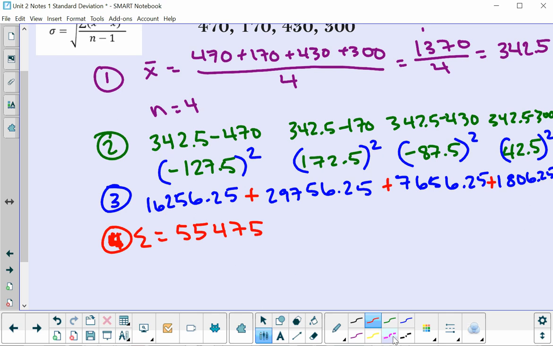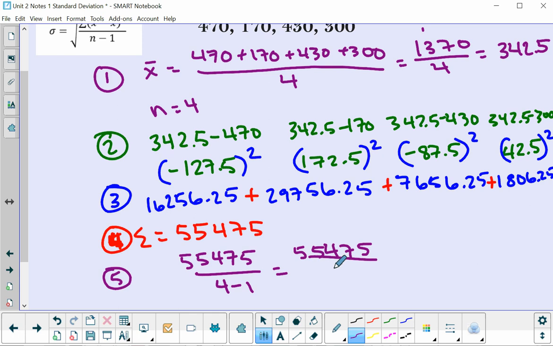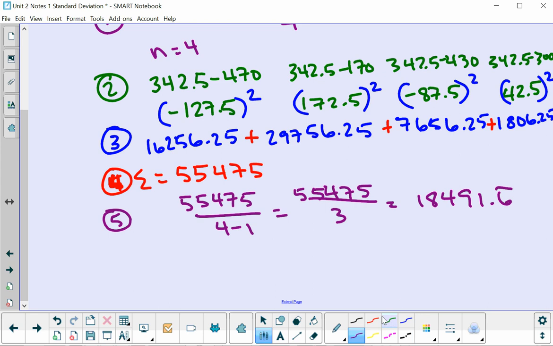Okay, now I'm on step 5. The next step is to take that and divide it by n minus 1. My n is 4, so 4 minus 1, or in other words, it's just 55,475 divided by 3. Take that, divide by 3, and I get 18,491.6 repeating. And then last but not least, I'm going to take the square root of that.